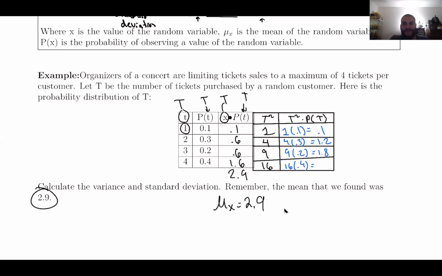well, I can't really do that one in my head. It should be like 6.4, somewhere around there. Yeah, 6.4. So that's how you get t squared times p of t. So you get t squared and you multiply by p of t. So that's how I got that last column. Any question on how I got that last column?